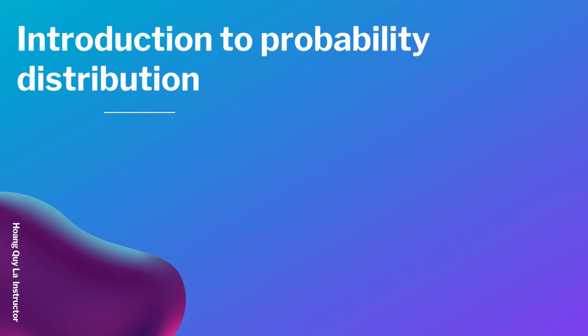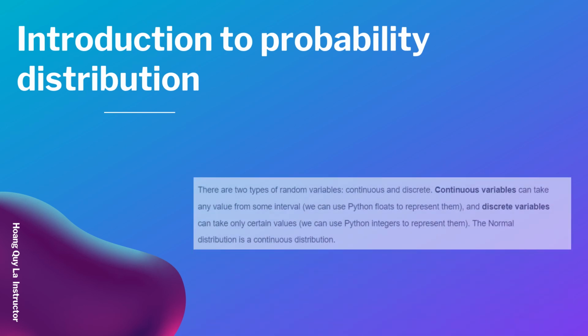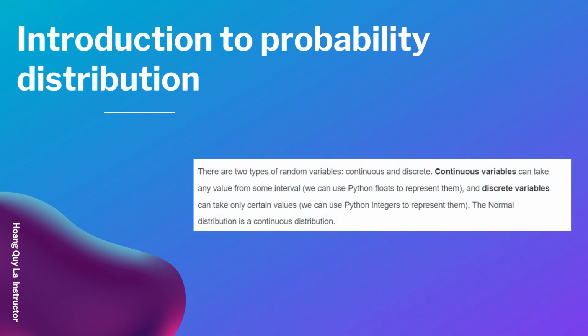There are two types of random variables, continuous and discrete. Continuous variables can take any value from some interval, so we can use Python plots to represent them. And discrete variables can take only certain values, so we can use Python interpreters to represent them. The normal distribution is a continuous distribution.